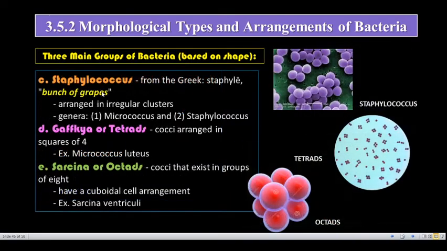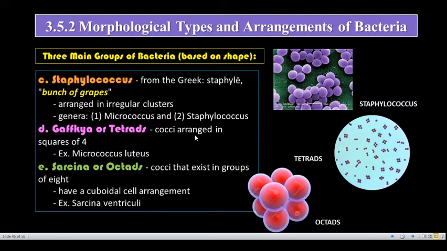Next. The third one is the Staphylococcus, from the Greek word staphyle, meaning bunch of grapes. So, ang formation ng Staphylococcus, para silang kumpul-kumpul na maliliit na grapes, okay? And they do not have a specific number for the cluster. Irregular clusters ito, so pwedeng apat, pwedeng lima, pwedeng anim yung nasa cluster. Okay, there are two types of genera under your Staphylococcus. Number one, you have the Micrococcus, and number two, Staphylococcus itself. What is Micrococcus?